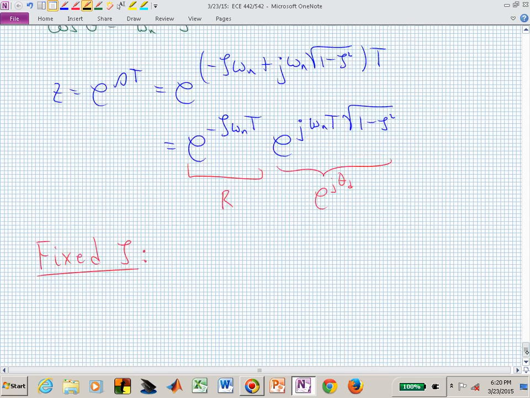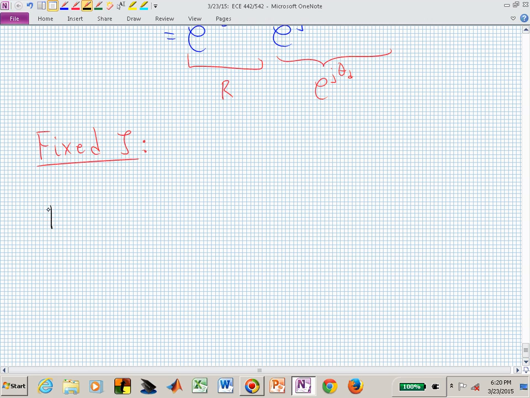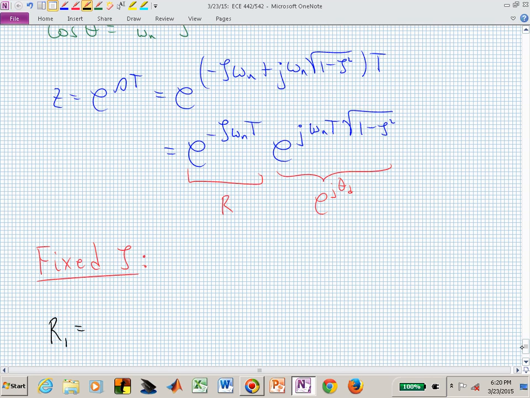Well, if we look at this, maybe we could just pick some values. We have R1, we have omega sub n. Let's say we look at omega sub n sub 1. Then R1 is e to the minus zeta omega sub n sub 1 t. So our radius is now given, but our angle theta sub d1 is now omega sub n1 t square root of 1 minus zeta squared. And that t square root of 1 minus zeta squared, that's just a number.